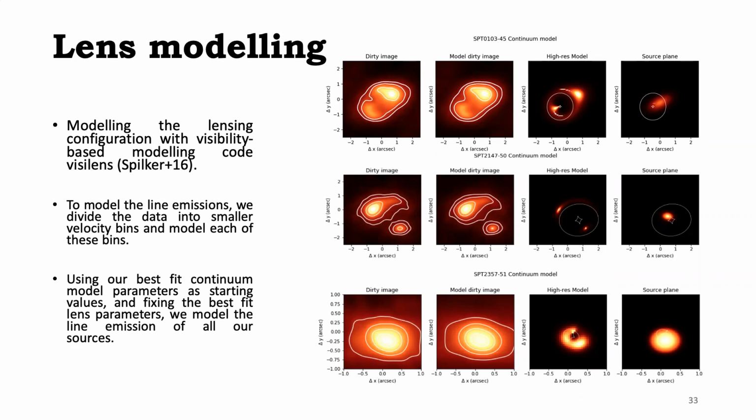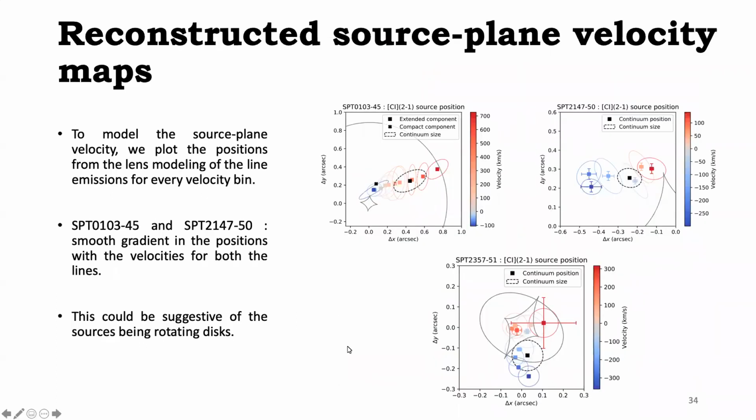And in order to model the line emission configuration, since we have a sufficient signal to noise ratio, what we do is divide the entire line emission into bins and model each of them. So with this, what we can get is the source plane velocity maps for these galaxies, where each of these squares basically represents the intrinsic position in every given velocity bin.